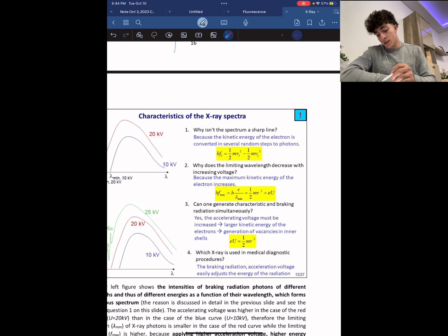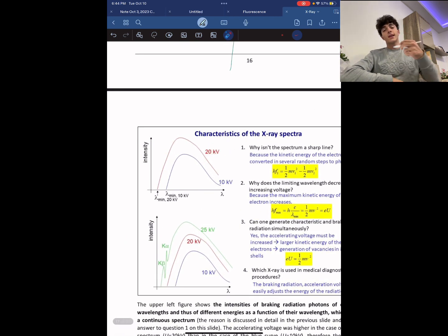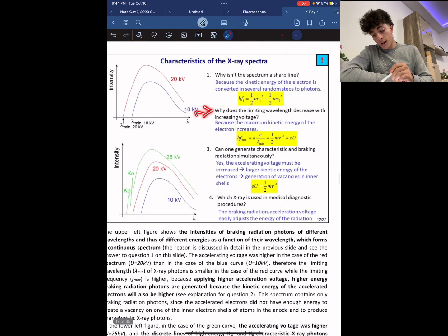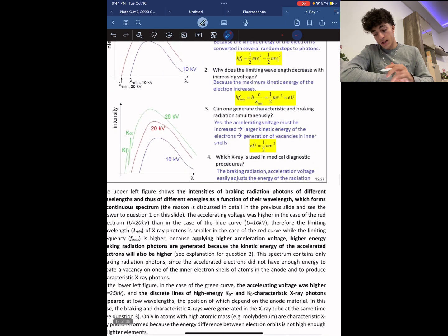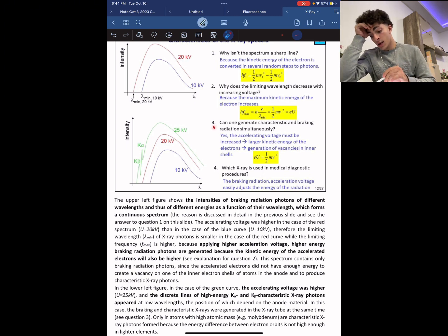It says, why isn't the spectrum a sharp line? Because the kinetic energy of the electron is converted in several random steps. This is talking about braking. We don't know exactly how many steps this is going to decelerate in, but we know that it will be a sharp line for characteristic because it happens in one step. Here it says, why does the limiting wavelength decrease with increasing voltage? Increasing voltage means what? Higher kinetic energy. Higher energy, which is inversely proportional to limiting wavelength. Then it says, can one generate characteristic and braking radiation simultaneously? Yes. Here's the proof.